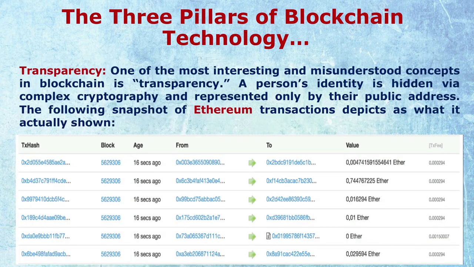The second pillar, as you can see on the screen, is transparency, which is one of the most interesting and misunderstood concepts in blockchain. A person's identity is hidden by complex cryptography and represented only by their public address. This snapshot of Ethereum transactions can help you understand this second pillar.